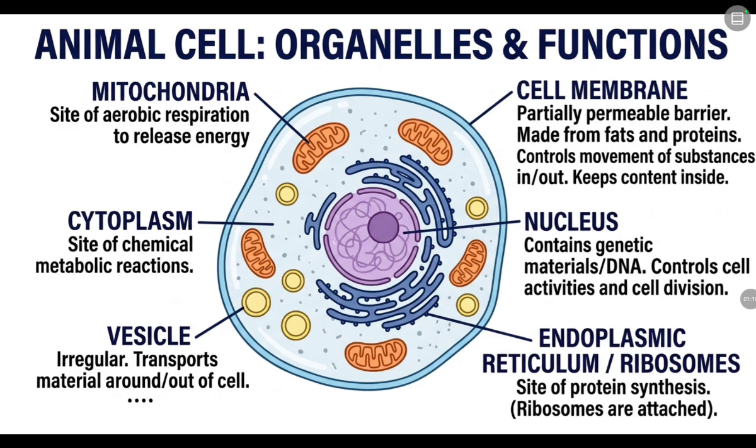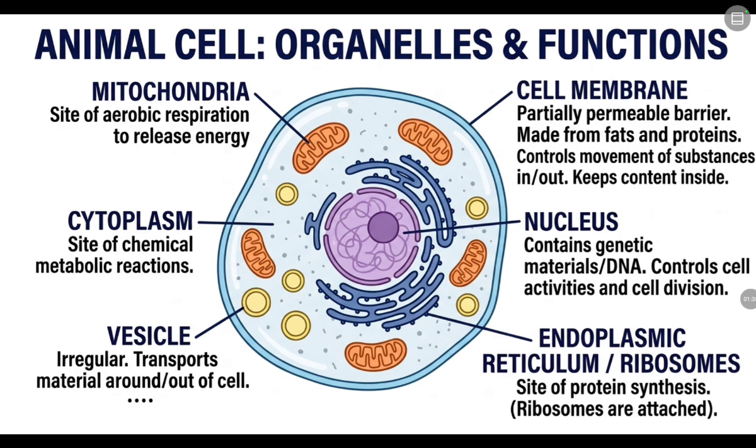It provides the cell with all the energy it requires for other organelles and for other parts of our body to function, for the brain to function, for the heart to function, for each and every part of our body to function. Moving on to the cytoplasm. You can identify cytoplasm by this jelly-like liquid structure. Cytoplasm is the site of chemical metabolic reactions. It is the place where all of the chemical metabolic reactions occur.